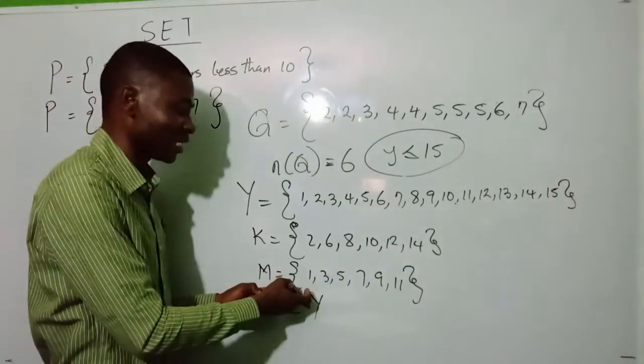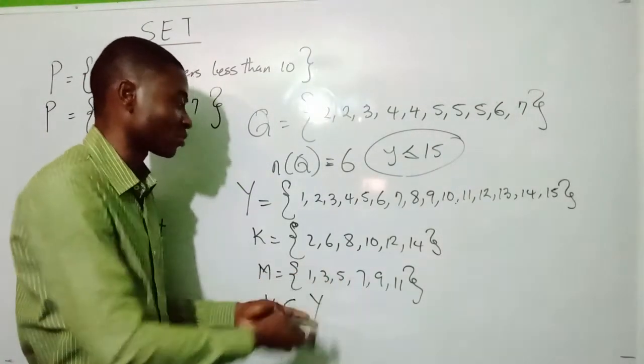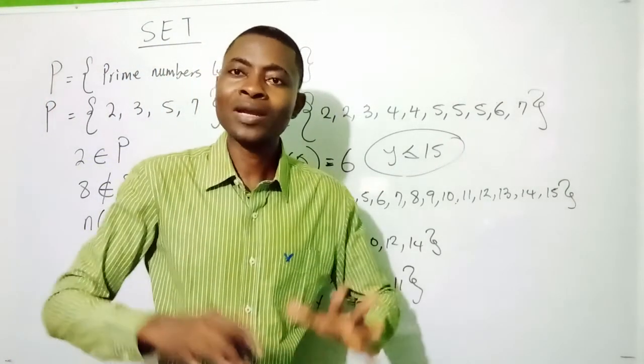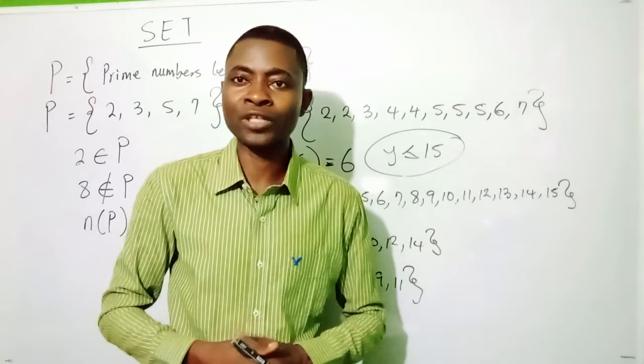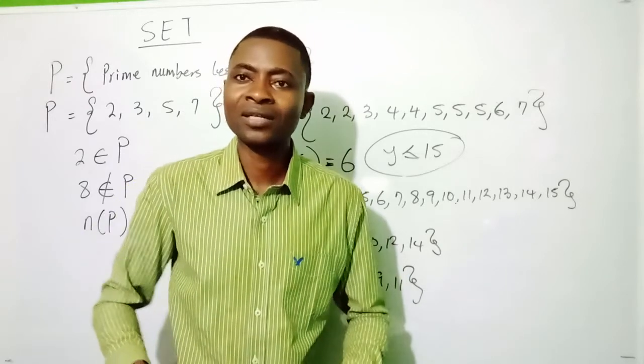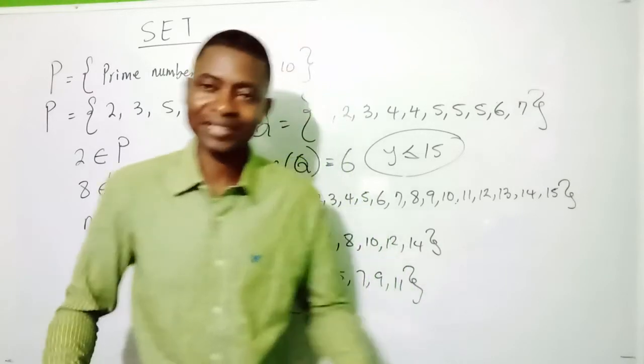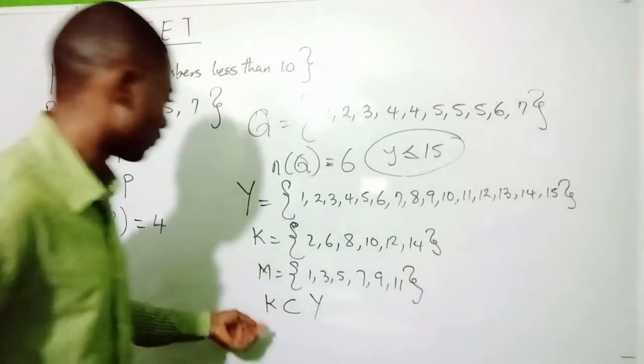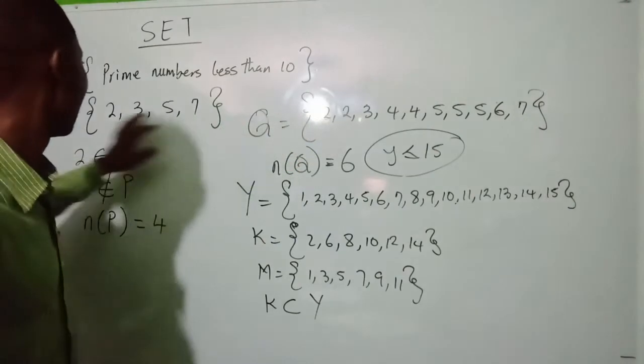And the same thing can also be said of M, that M is a subset of also what? Of Y. Now, under set notation, there's something else we need to know. I can easily tell the number of subsets in any set.